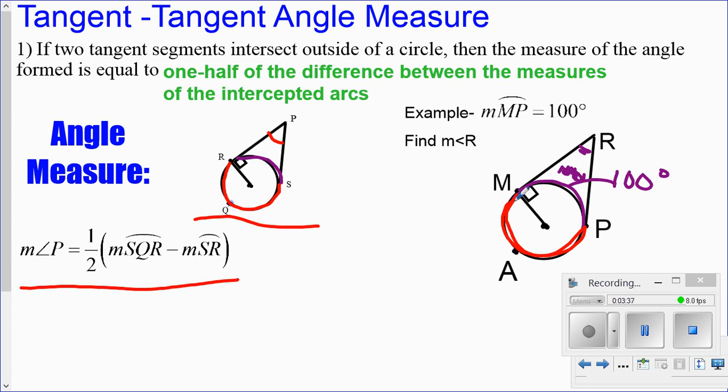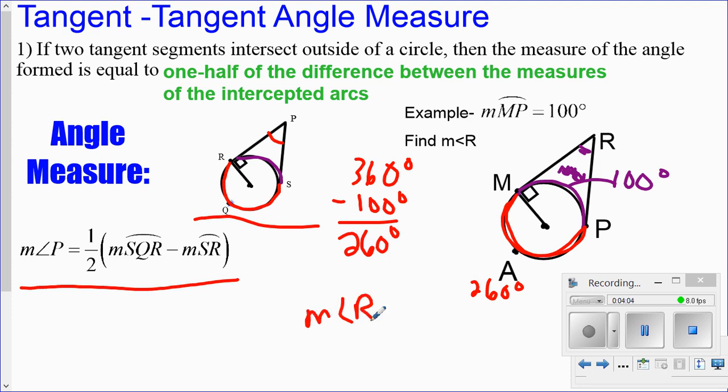So I'm going to take the whole circle, which is 360, and subtract the 100, which is arc MP, and that's going to give me 260, which is arc MAP. Okay, so now that I know that, I can substitute everything into the formula and get my final answer. So the measure of angle R is equal to 1/2 the difference between the larger arc, 260, minus the smaller arc, 100.